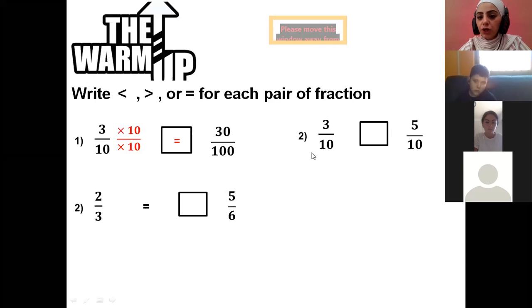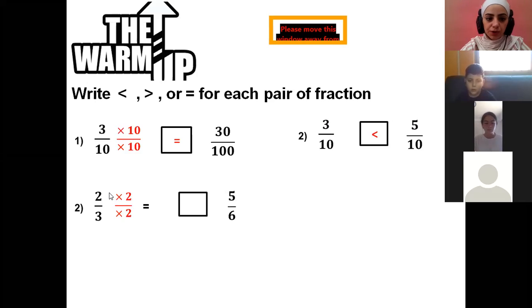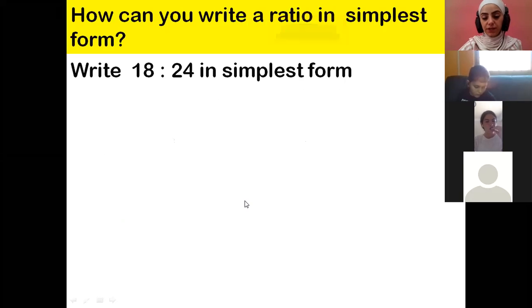The second one, look, the denominators are already the same, 10 and 10. So compare the numerators. 5 is bigger than 3, so 5/10 is bigger than 3/10. For the next one, you multiply by 2, so this is going to be 4/6, and the other one 5/6. Of course, 5/6 is bigger. This is called equivalent fractions.